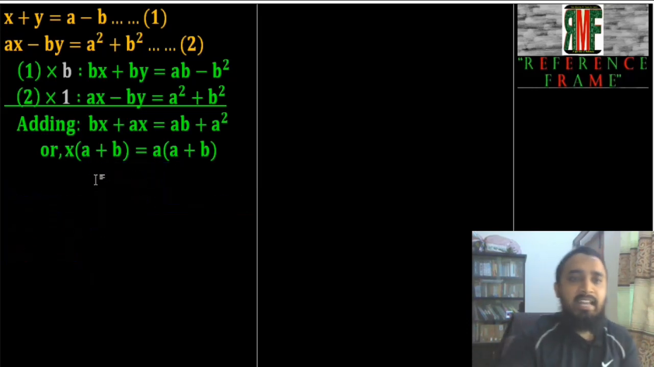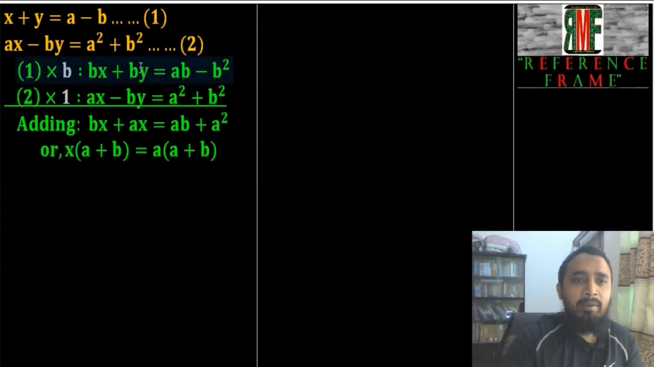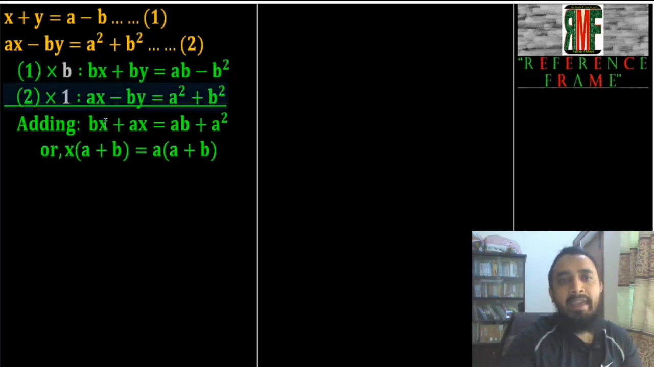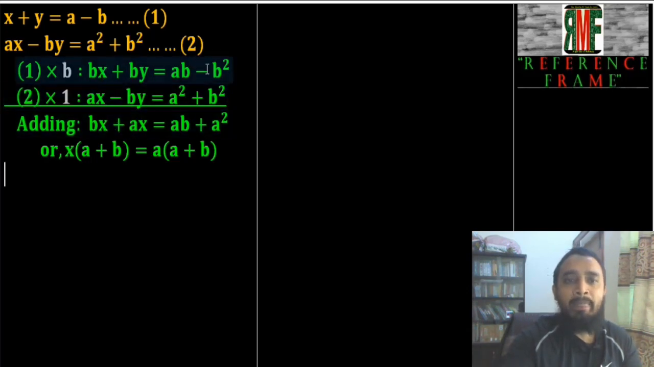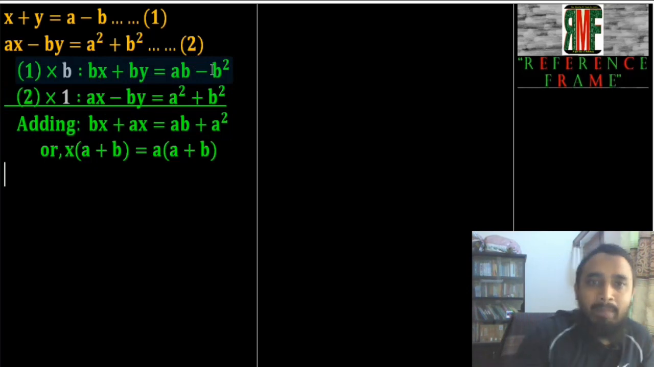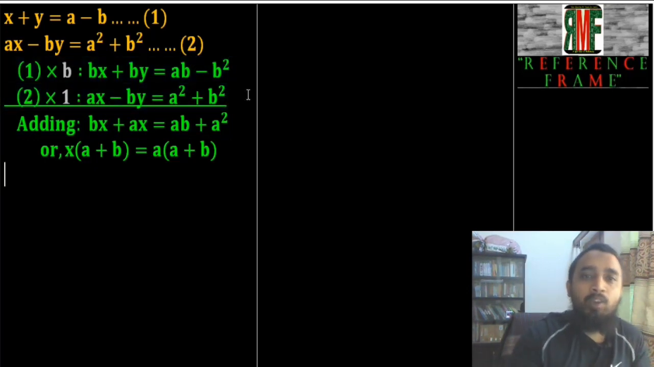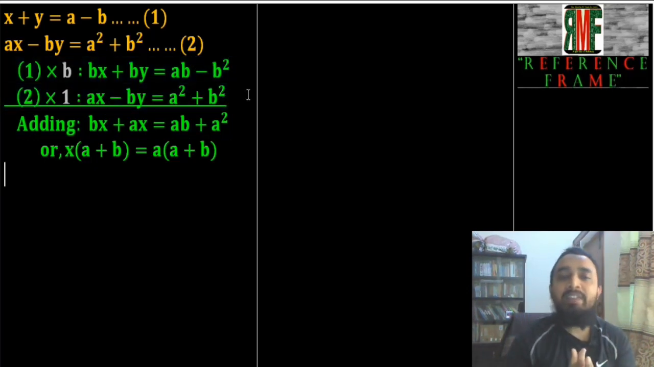So by adding them, we have a situation like this. Look, plus by and minus by omit each other since they are with opposite signs. So from here, what are you going to get? We're going to have bx plus ax equals, on the right hand side, minus b square and plus b square omit each other because they're additive inverses.